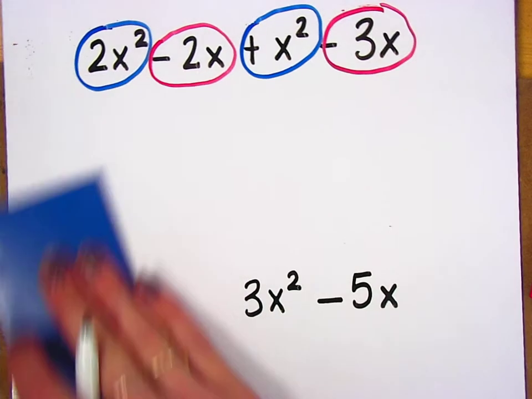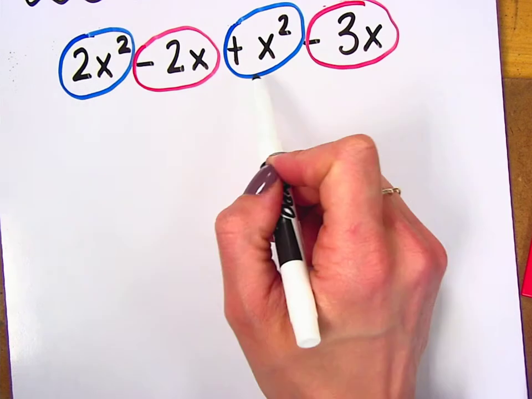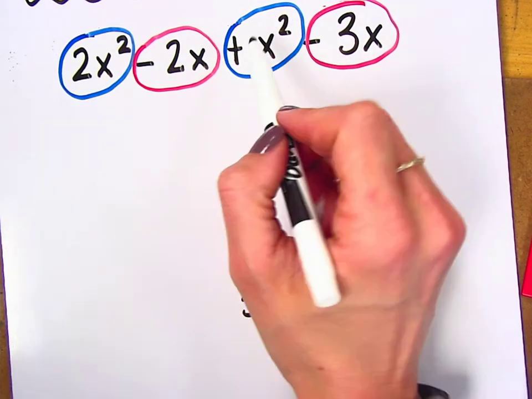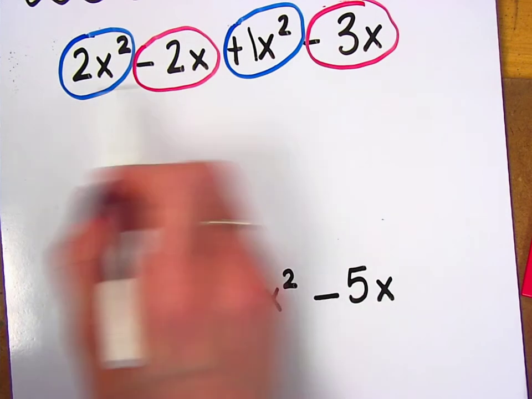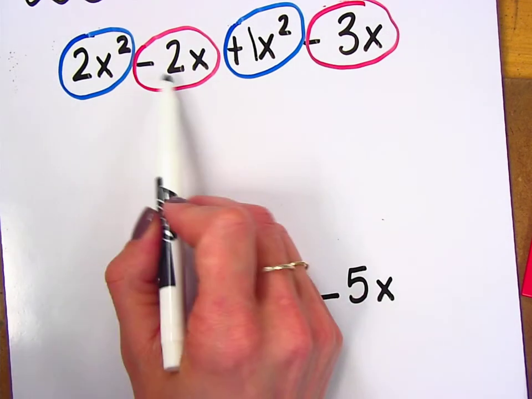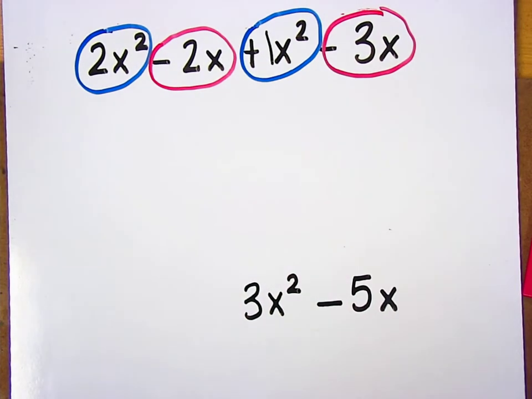Similarly, I can look at this procedurally and think to myself, well, if I have 2x squared and my invisible coefficient here of 1, 2 plus 1 is 3. I have 3x squared. I have negative 2 combined with negative 3, which is negative 5, to give me negative 5x, or 3x squared minus 5x.